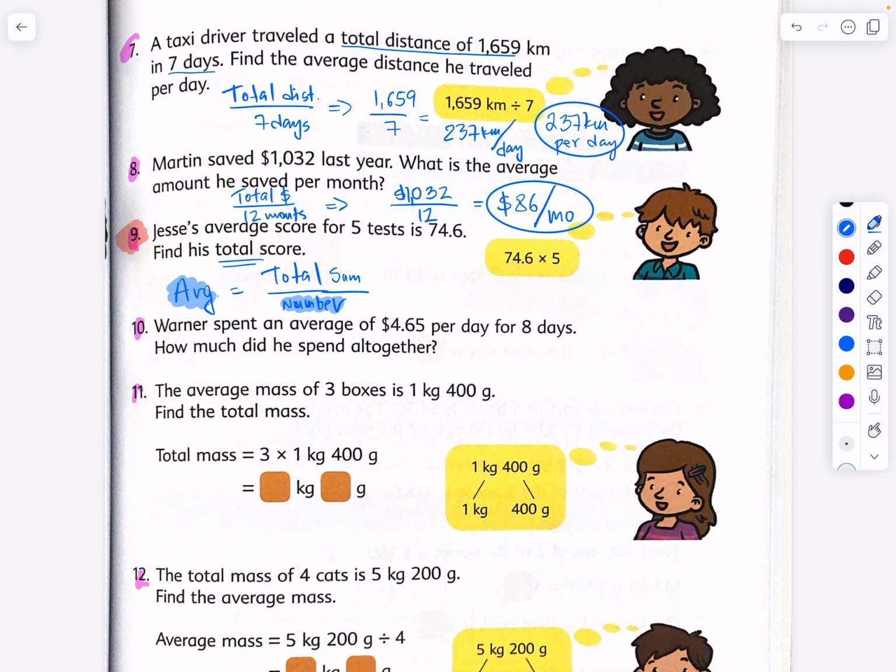Well, in order to find the total sum, you have to use inverse operation. You have to multiply. What by what? So in order to find the sum of all his scores, you have to take the average, 74.6, and multiply times 5. Okay? And once you do that, this is exactly how you do it. In order to find the total score, this is a different problem. They are not asking us for the average, they're asking us for the total. Okay? So how do we find the total? We use inverse operation. So 74.6 times 5.